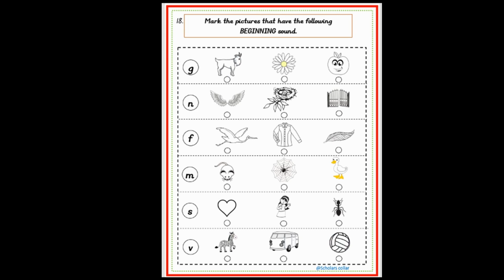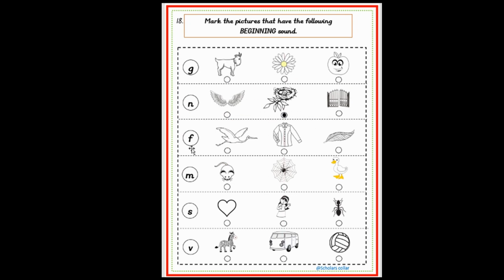So we have G here. So you're going to mark the pictures that have the beginning sound of G. So this is G as in goat. Then we have the sound N. This is nest. So you're going to mark that N as in nest.